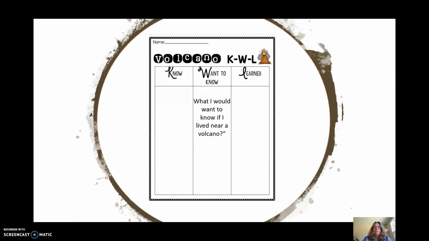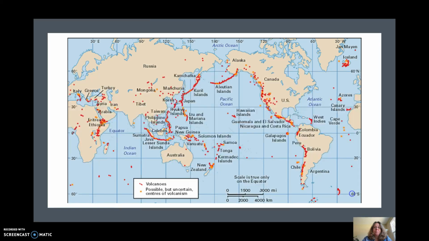Here's our KWL chart. And like I said, in this case, we said, what would I want to know if I lived near a volcano? Although we asked other volcano questions too. We haven't done the learned part yet. That'll be the last thing that we do.